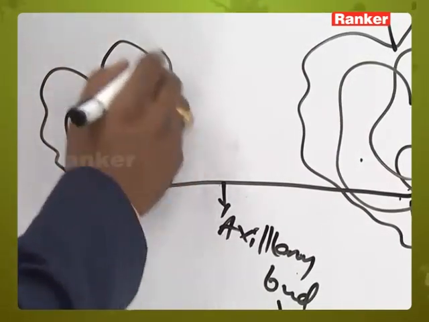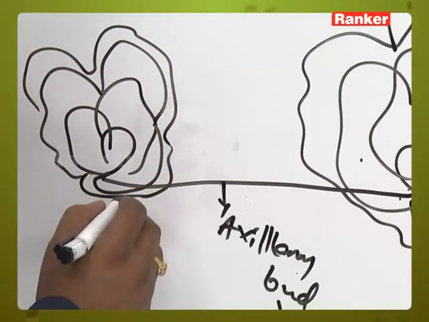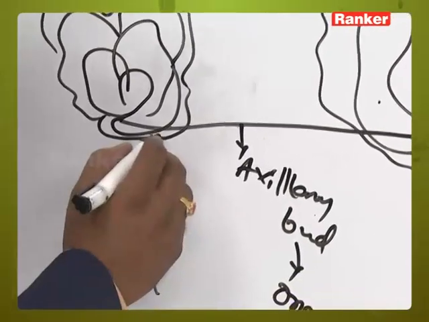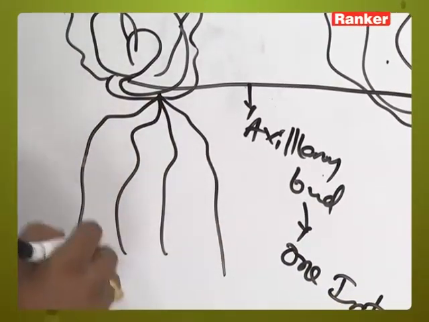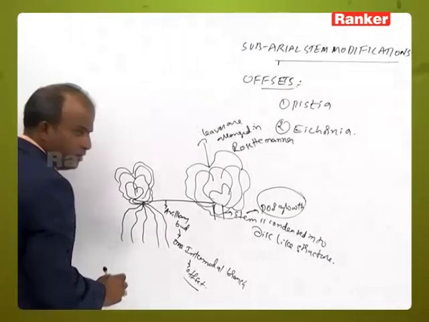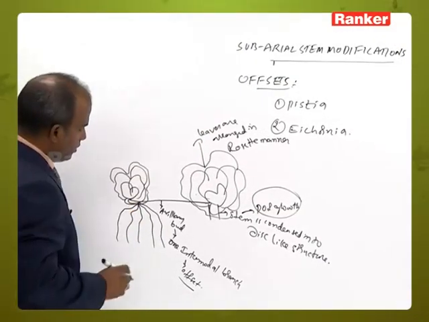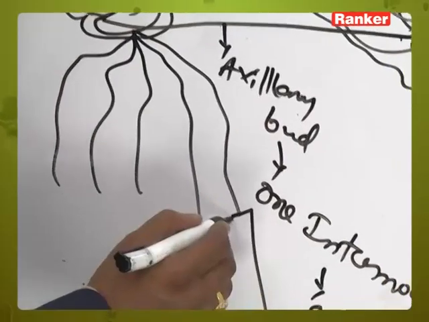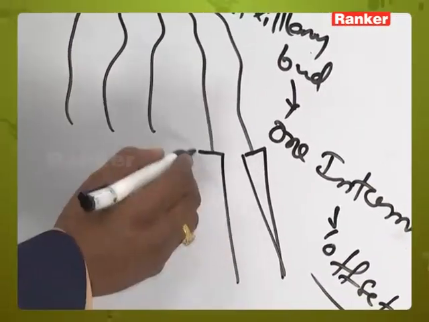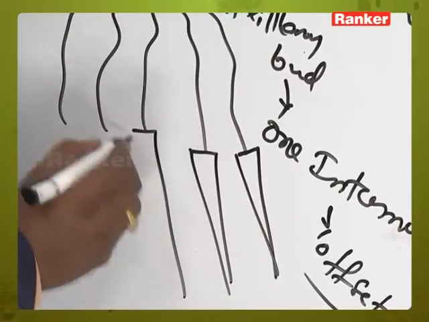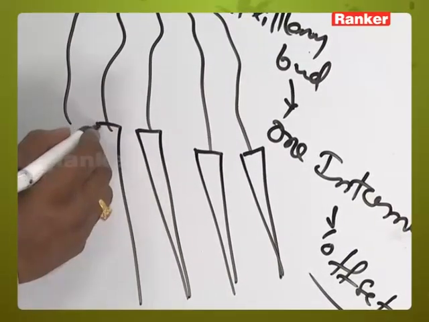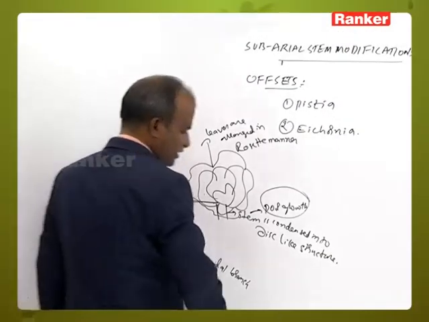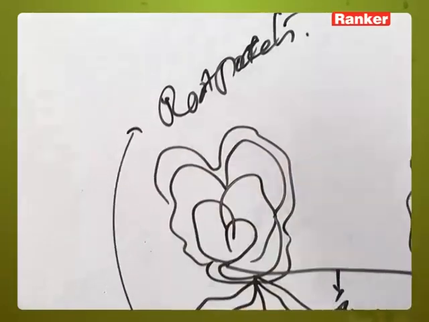From the basal portion it shows adventitious roots. The tips of the adventitious roots are covered by root caps or root pockets, and that itself is called root pockets.